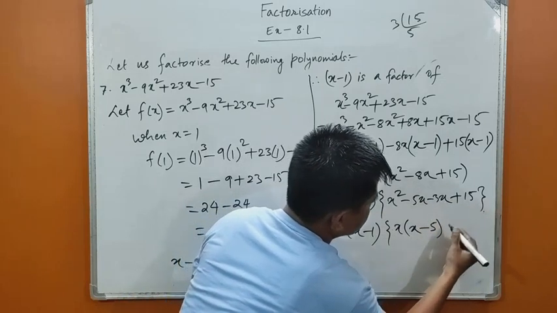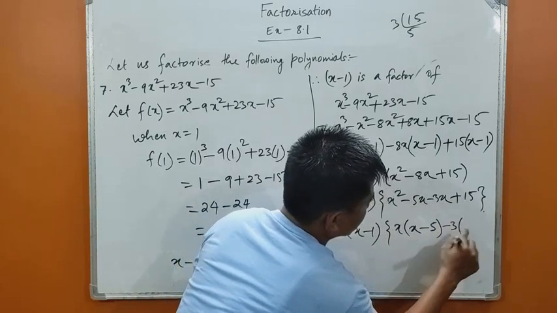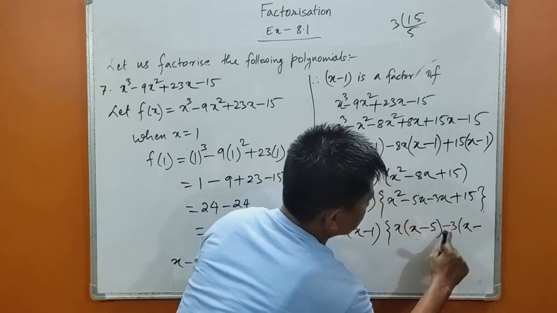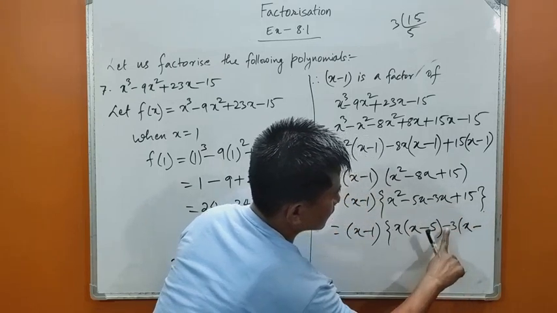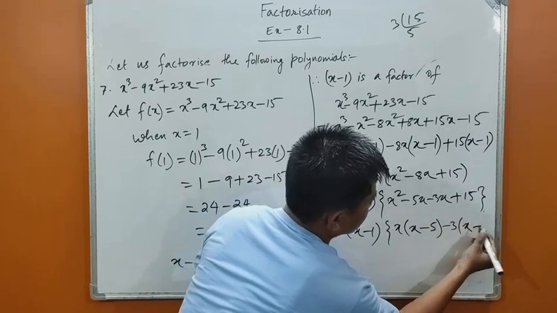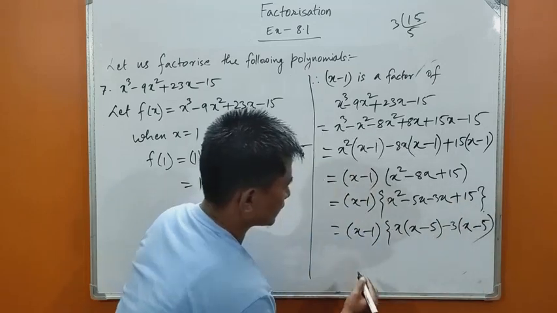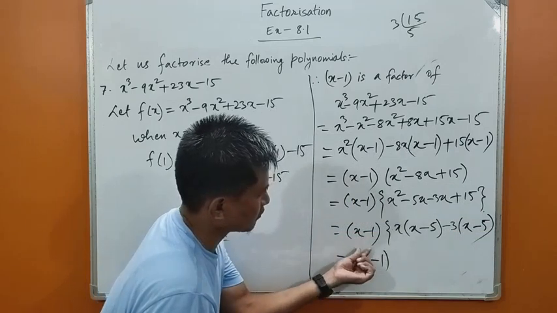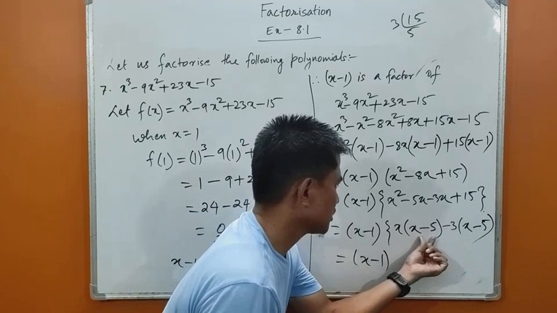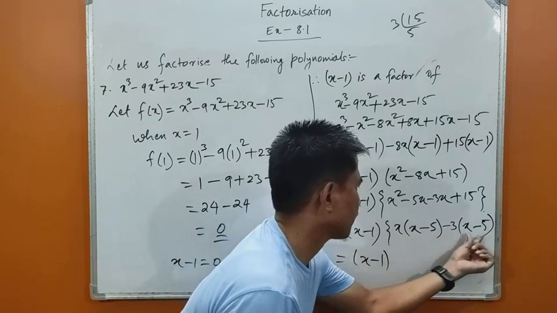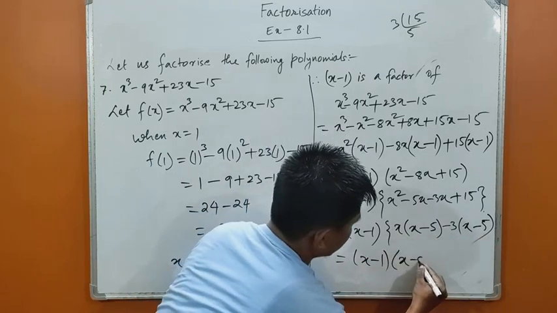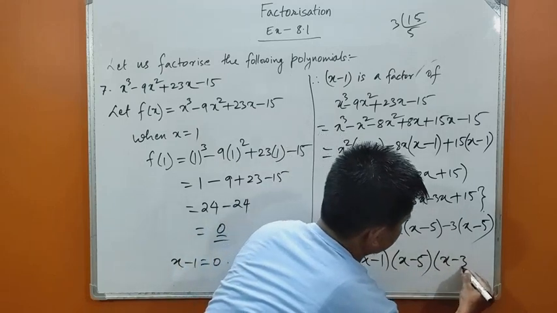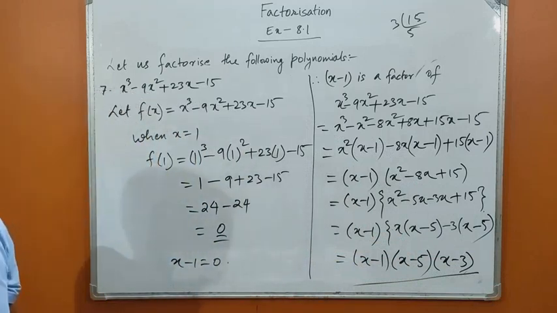From these two terms, let us take minus 3 common. 3 into x is 3x. Minus into minus is plus. Minus into minus is plus. 3 5s are 15, isn't it? So this x minus 1 remains as it is. From this we have x minus 5 common, and x minus 3 remains within the bracket. Okay, x minus 3. This is the answer for question number 7.